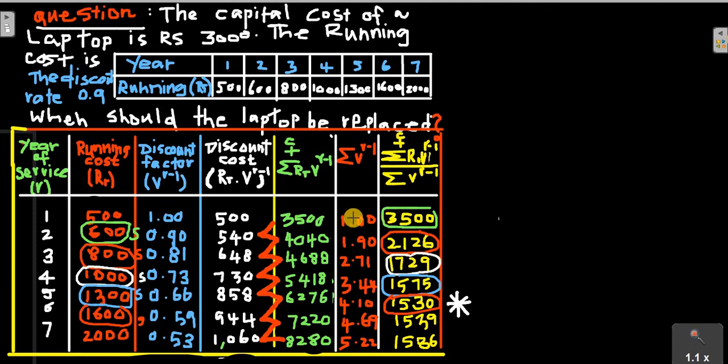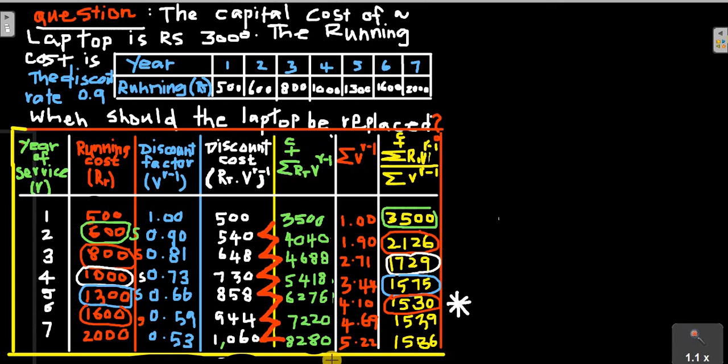This you write as it is. First and second year discount factor right here. First year, second year, third year discount factor, add all of them right here. First year, second year, third year, fourth year discount factor, write like that. Add one year with the other year and accumulate. That accumulation is coming here.